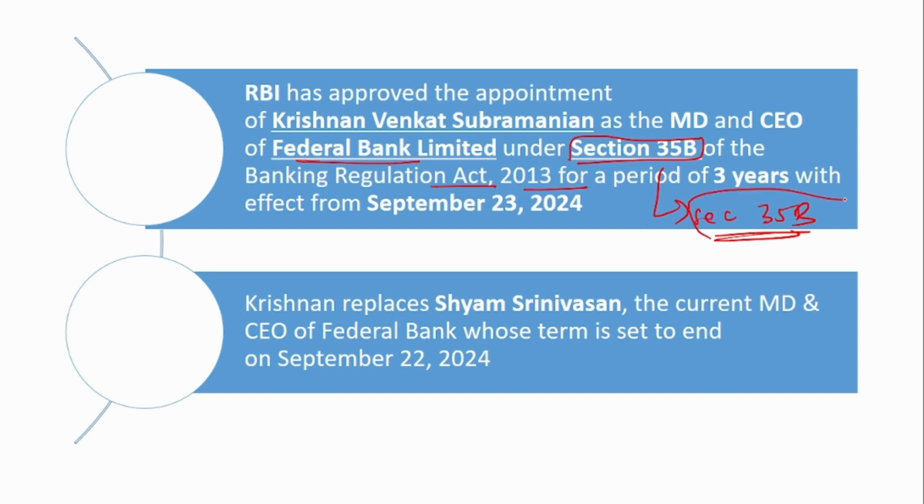So it is Section 35B, and the MD and CEO will be Krishnan Venkat Subramaniam effective from 23rd September 2024. Currently, the MD and CEO is Shyam Srinivasan. His term will end on September 22, 2024, and from September 23 onwards, Krishnan Venkat Subramaniam will be the MD and CEO of Federal Bank Limited.